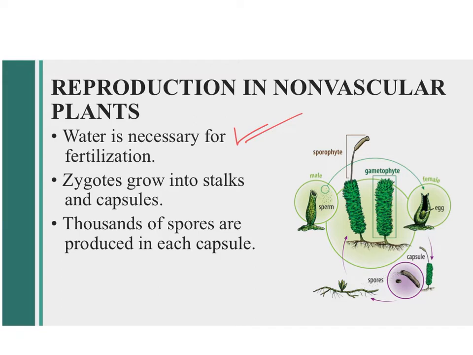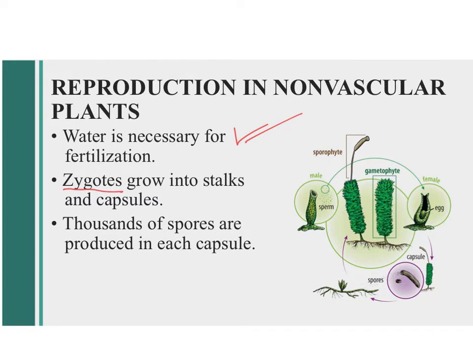All right. So zygotes grow into stalks and capsules. Water is necessary. You don't have to write this down, but I just want to let you know that it's in your textbook, because the sperm must swim to the unmoving eggs. That's why water is necessary. So after fertilization takes place, the zygote remains attached to the gametophytes and grows into stalks and capsules.